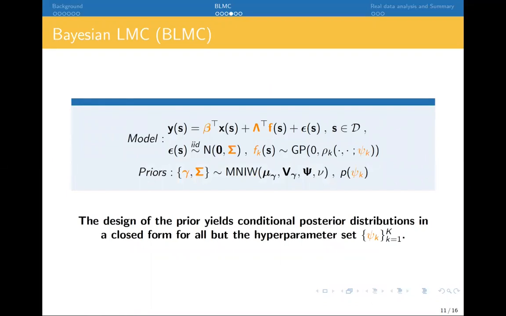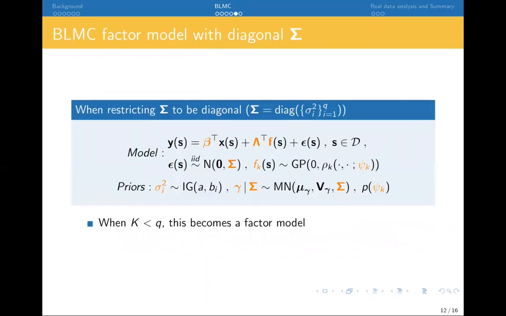Here you can assign any prior for the hyperparameter set psi_k. There also exist other Bayesian LMC models, but our model yields conditional posterior distributions in closed form for all but the hyperparameter set psi_k. Our model is also very flexible. We can restrict sigma to be diagonal and replace the Inverse-Wishart distribution by an inverse gamma distribution for the elements of sigma. And when the number of independent processes K is less than the number of responses, our model becomes a factor model.